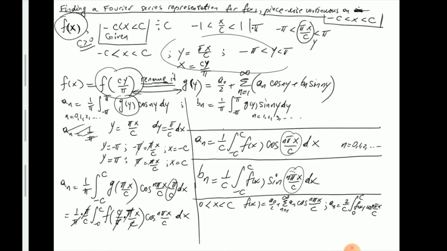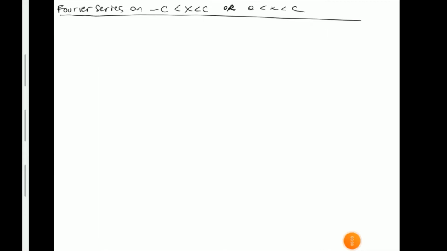Because I want to go back, obviously, to replace y with n pi x over c also in the series representation over there. So let's stay tuned for the next page. All right, so from the previous page, the general Fourier series on a general interval minus c to c, a symmetric interval, the representation looks like this. Remember that y was pi x over c, right?